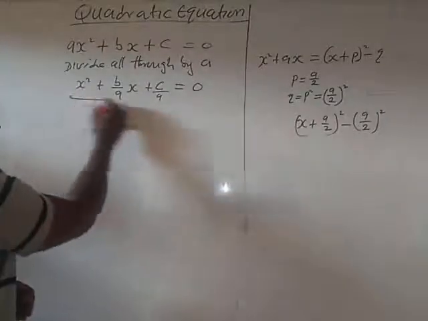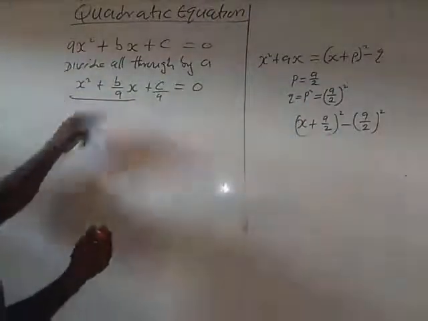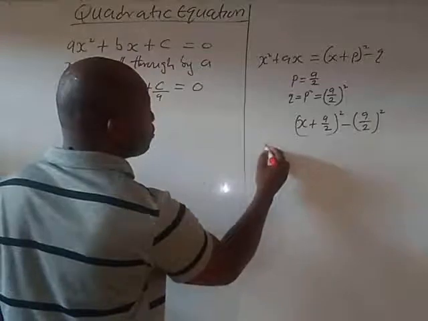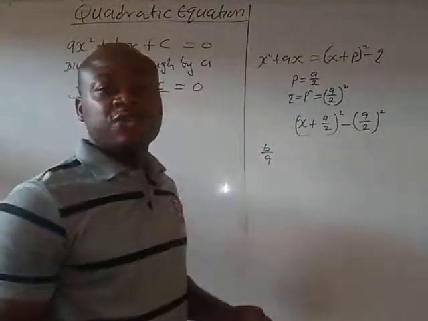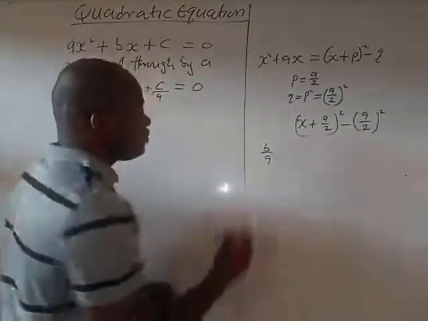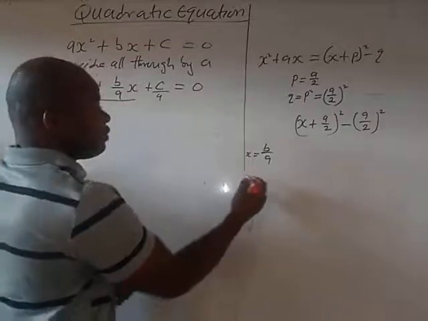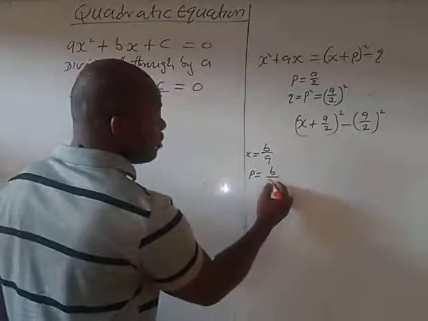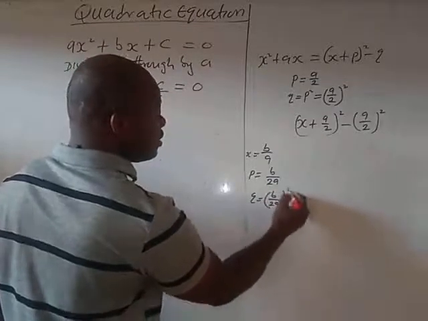Now, in this case, let us concentrate on this one. Therefore, this one is now like this one. The coefficient of our x is b over a. And if you notice, the value of p is half of the coefficient of x, and q is half of the coefficient of x, then we square. So in this case, the coefficient of x is b over a. What will be the value of p? The value of p will be half of this, which is b over 2a. And q will be equal to b over 2a, then we square.